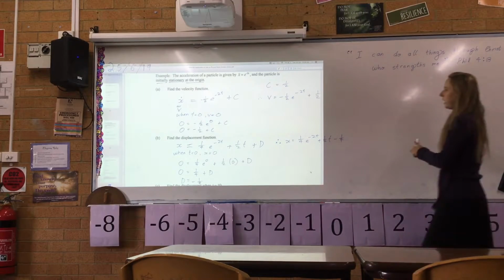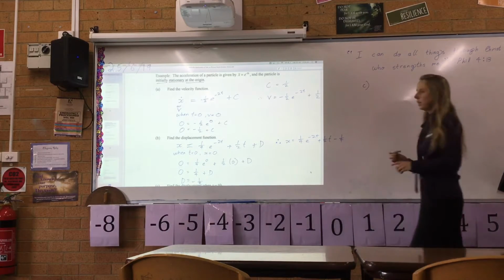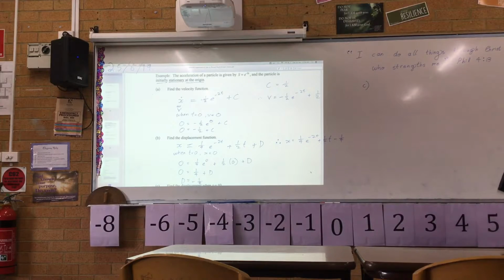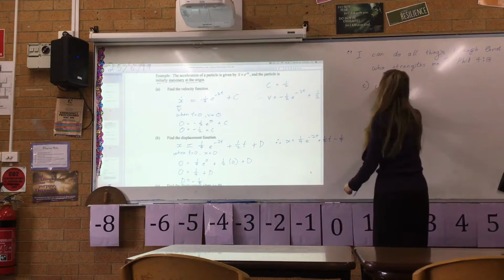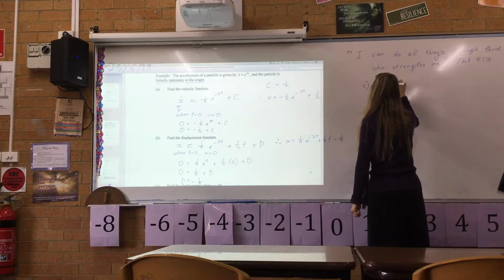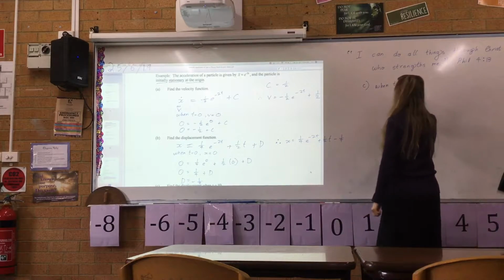Want to leave all that there? And I'll do C over here. So part C says, find the displacement when t equals 10. Oh, that's nice and easy. I just sub in t equals 10.